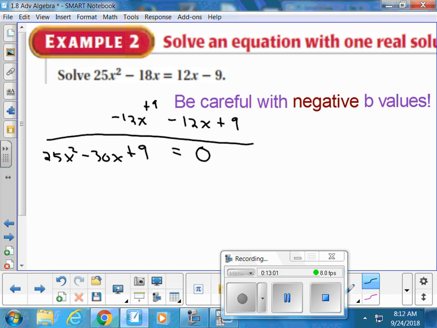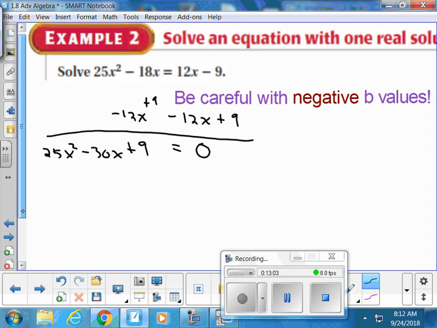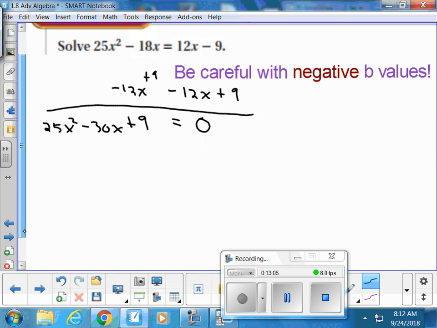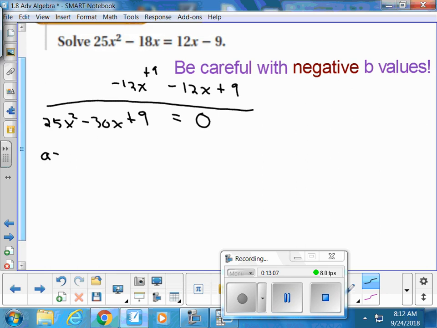All right, I already have the be careful with your negatives. It's almost like beware. Beware of negative b values. So what's a and what's b and what's c? 25, negative 30, and 9.